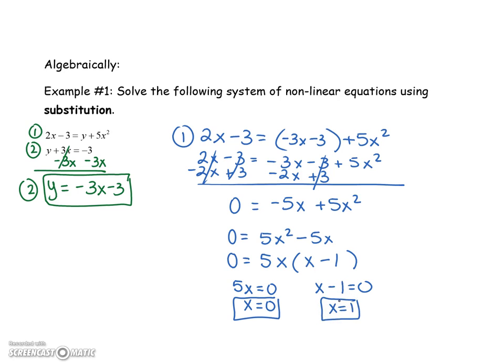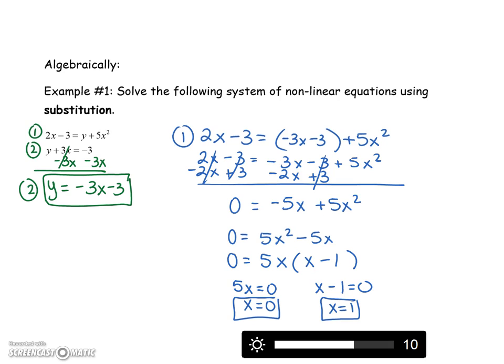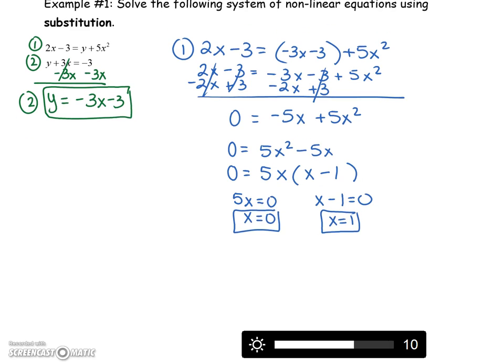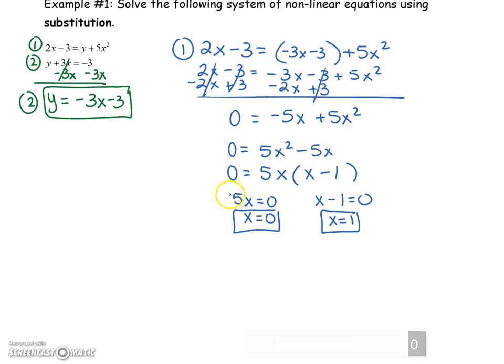Alright, now, some people are like, woo, we're done. Unfortunately, every x should have a y value because these are points. So what we're going to do is figure out, when x equals 0, what is y equal to? And I'm going to use this equation right here so I can find it. So here's what we're going to do.